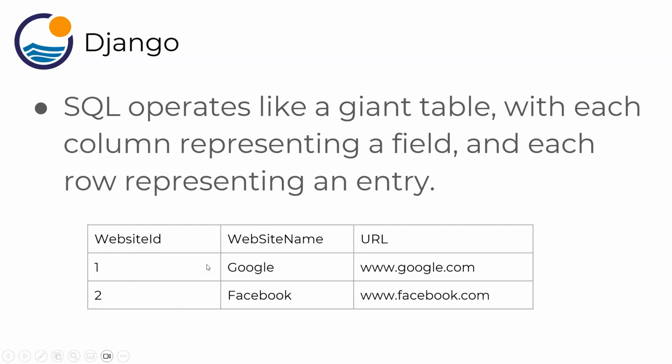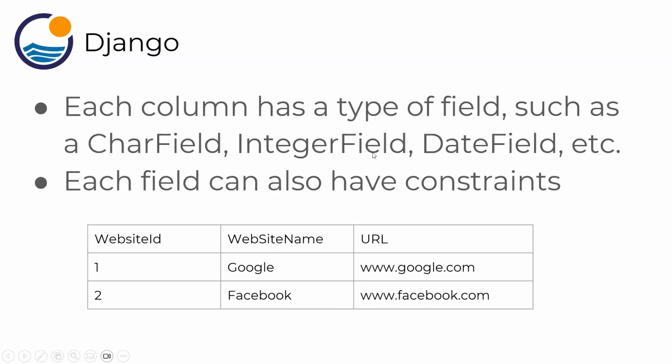So one and two are the rows, and the website ID is the primary key, which is unique. Website name and URL are two other fields, two other columns. The website name is Google, and you can see the Google URL. The website name is Facebook, and you can see the Facebook URL. Each column has a type of field, such as char field, integer field, or date field. So every column has a type of field.